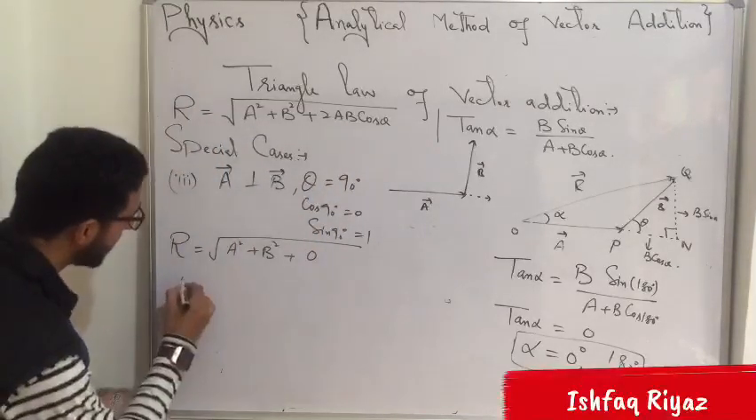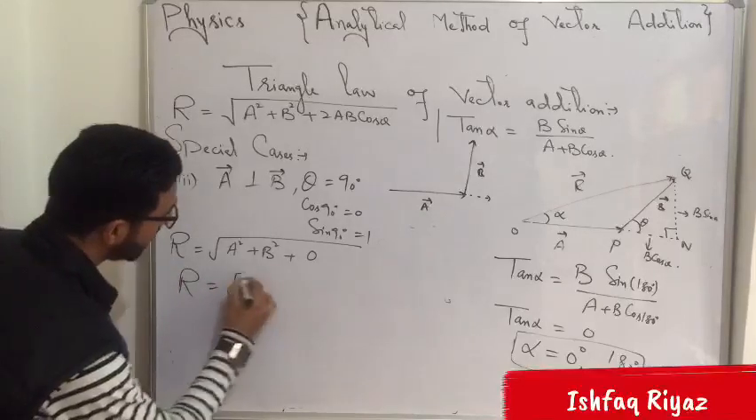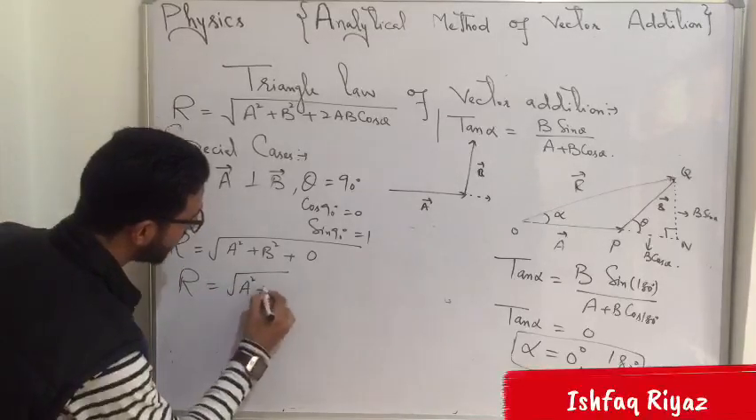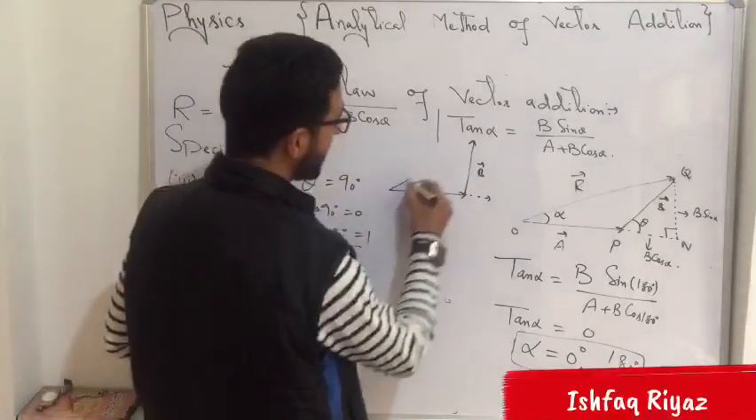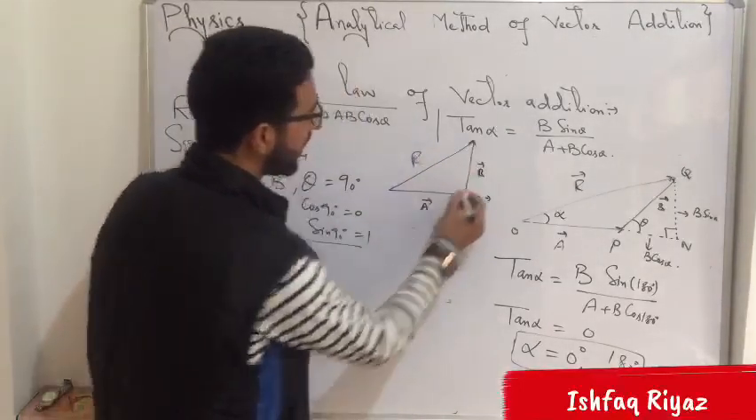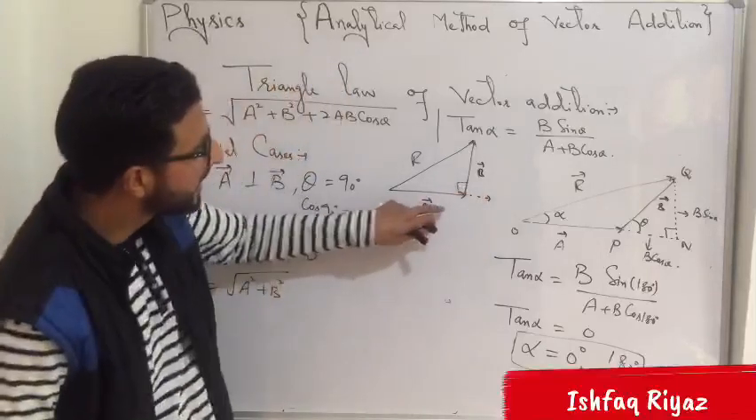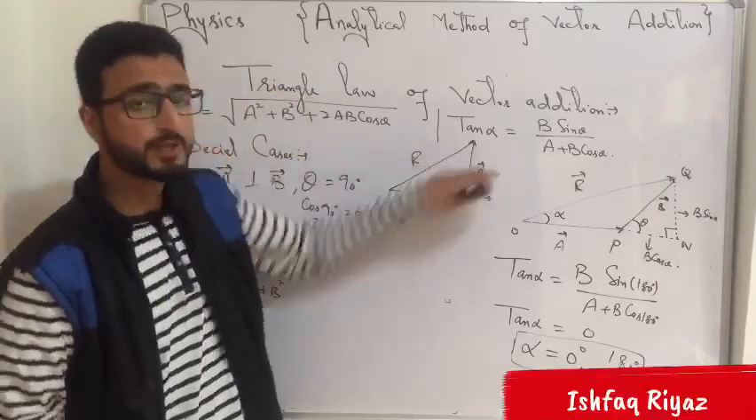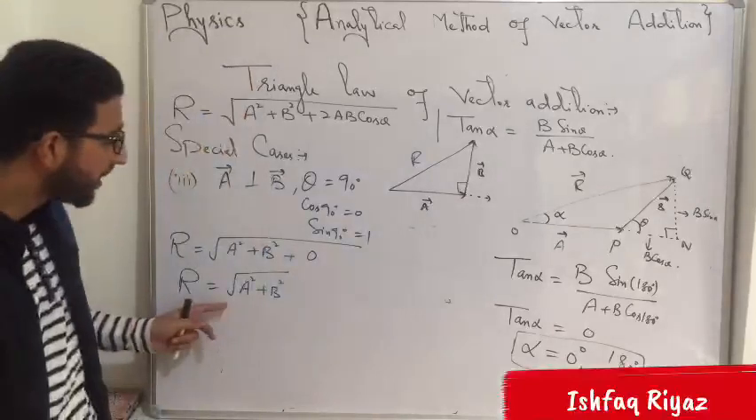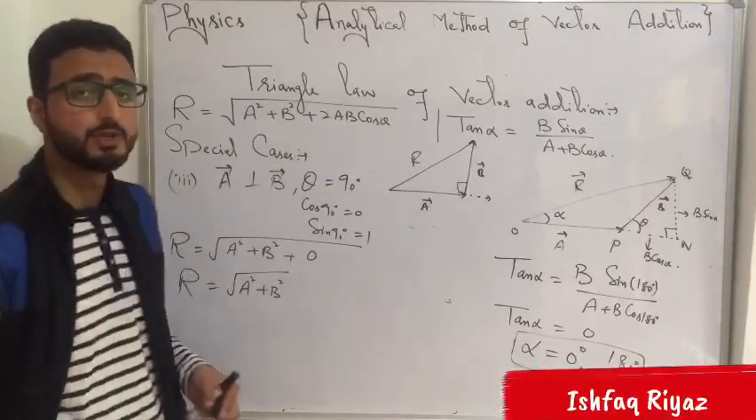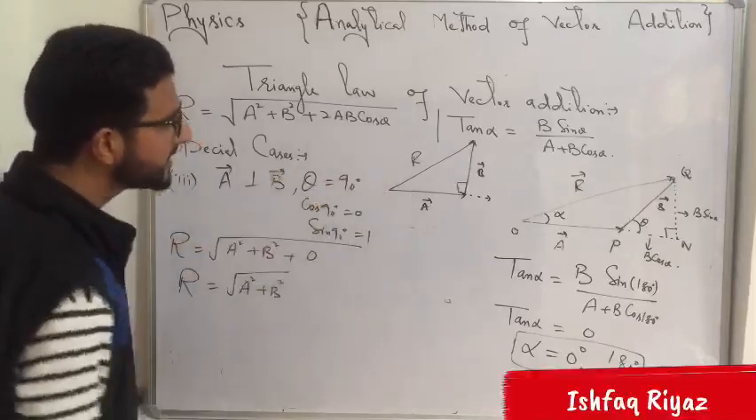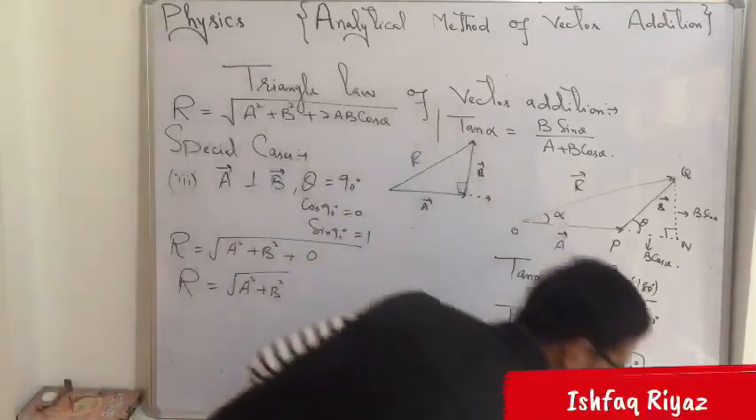Simply I will get R is equal to under root of a square plus b square, which you can also verify by PGT. Magnitude of R will be equal to under root of a square plus b square. This is the magnitude of R when the two vectors are acting at right angles to each other. Okay? Now what is the direction of R in this very case?